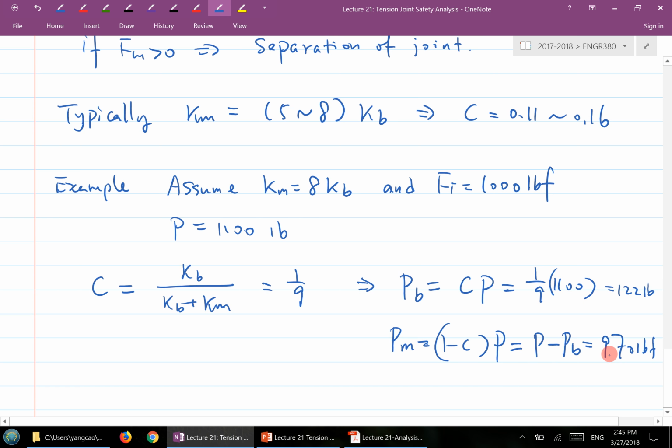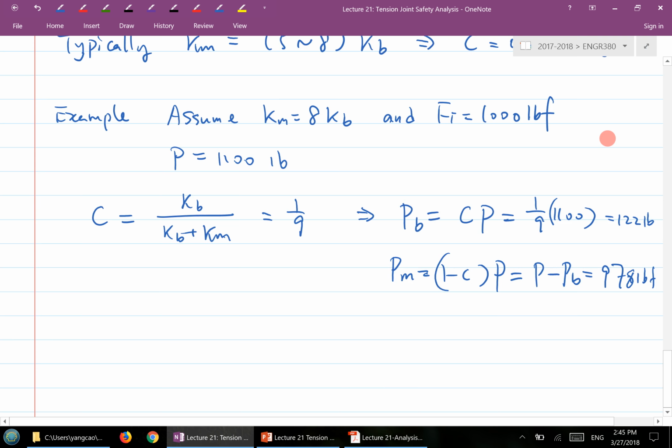Does it add up? If I wanted to add it up, what should I get? 1,100, yeah, that adds up. So from here you can immediately see the majority of the external force is being taken by what? By the member, right, by the member right here. So with this distribution, I can calculate the Fb and Fm values.